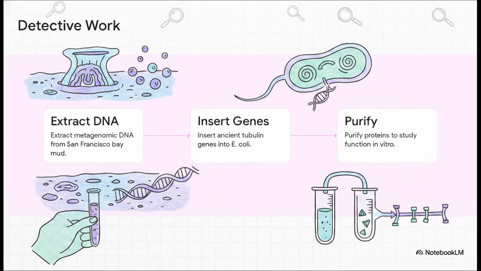So, an international team of scientists pulled off some truly brilliant evolutionary detective work. First, they extracted metagenomic DNA straight out of the mud in the San Francisco Bay estuary. Then they found two tubulin-like genes sitting right next to each other, and ingeniously inserted them into E. coli bacteria. By using the E. coli as a sort of microscopic factory to artificially pump out these ancient proteins, the scientists bypassed the whole deep-sea pressure problem. They could finally purify them and study their behavior right there in a simple test tube.